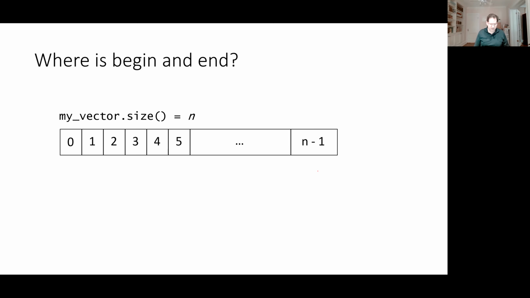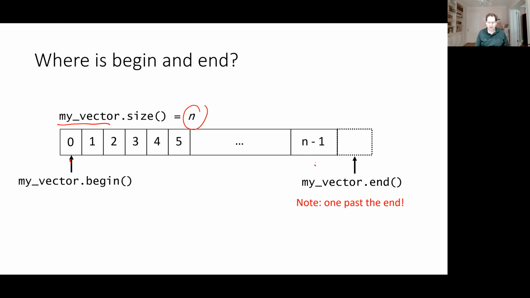Okay, so where do begin and end point? Let's say I've declared a vector of integers. I called it my vector. If I call its size member function, it returns n. So that means it has n elements, and their indices would go from 0 to n minus 1, just like an array. If we call begin, it's going to point at the first element. So it's an iterator, and again, it's like a pointer. It points at the first element, and end is going to point just past the end of the vector. There's nothing there. You shouldn't try to access end. You use it to check, am I done yet? Okay, hopefully that all makes sense.